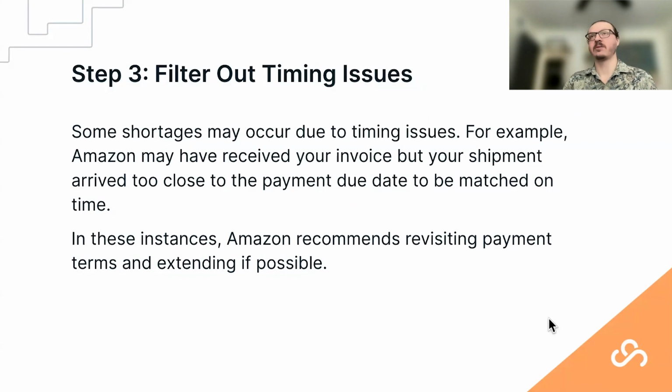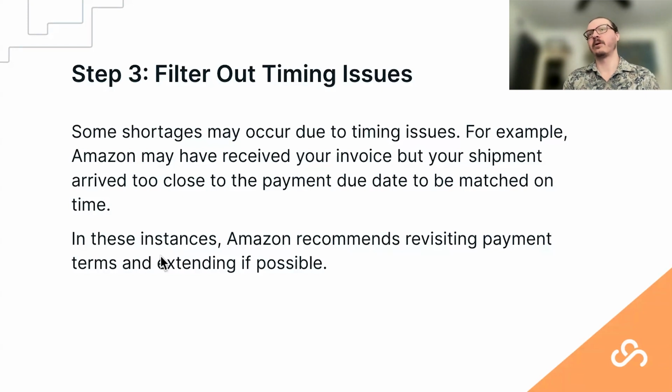So we'll pause on this again. This is an important thing. Again, timing here. Some shortages may occur just simply due to timing issues. They've got your invoice, but your shipment is arriving too close to the due date for it to be matched in full on time. Or there's other things where shipments have been delayed past your due date. Basically your invoice is in the pipeline, but the physical shipment hasn't arrived yet. It looks like a full shortage, but really it's simply something that's more related to a timing issue of when that inventory is being received.